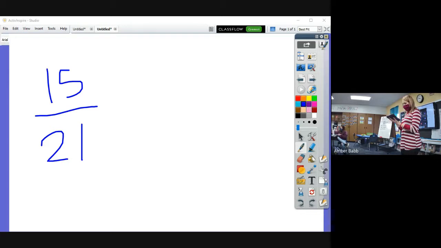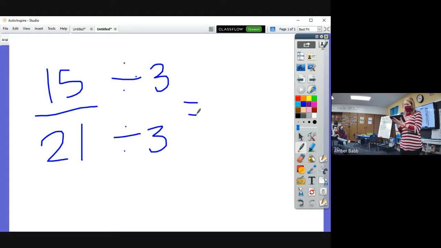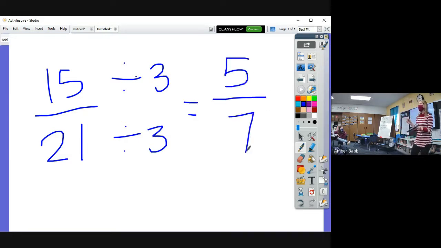All right, looking at this one. 15 over 21. What am I going to divide by? 3. And when I do that, I get 5. Divided by 7, it's 5/7.